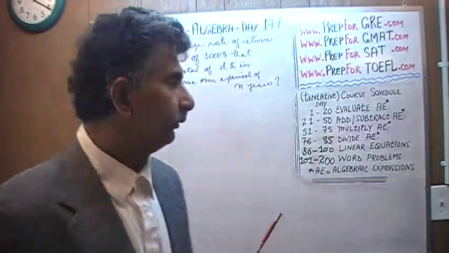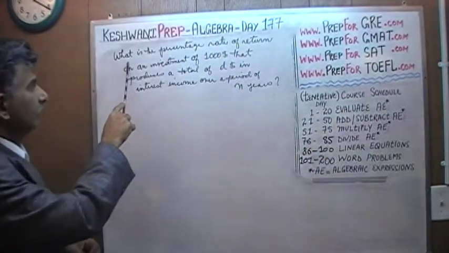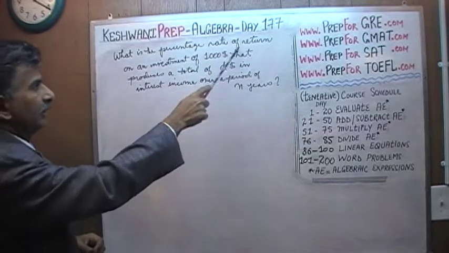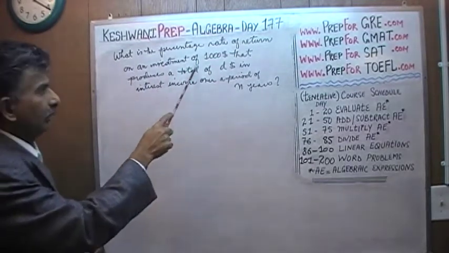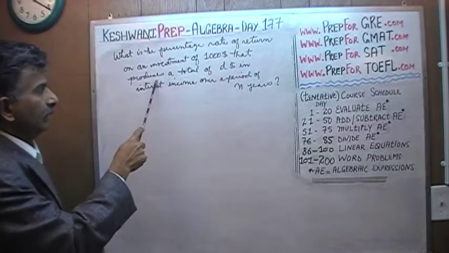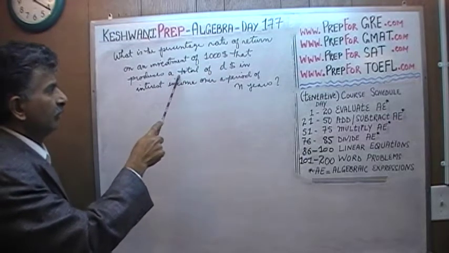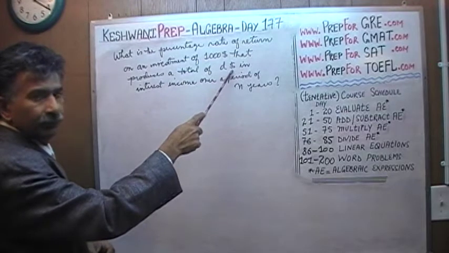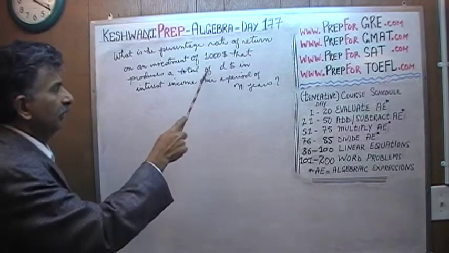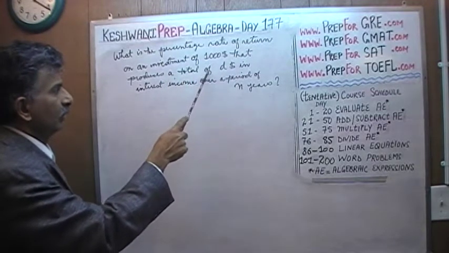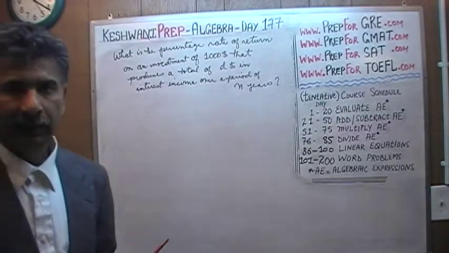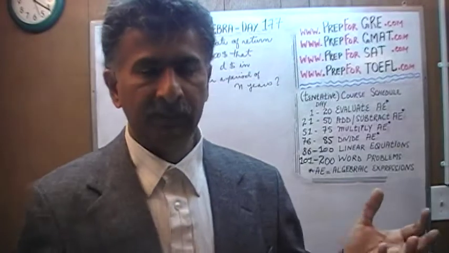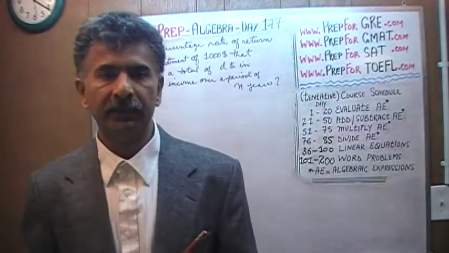I'm going to read it to you. It says, what is the percentage rate of return on an investment of $1,000 that produces a total income of D dollars in interest income over a period of N years? N is how many years you're going to keep the money in the account.